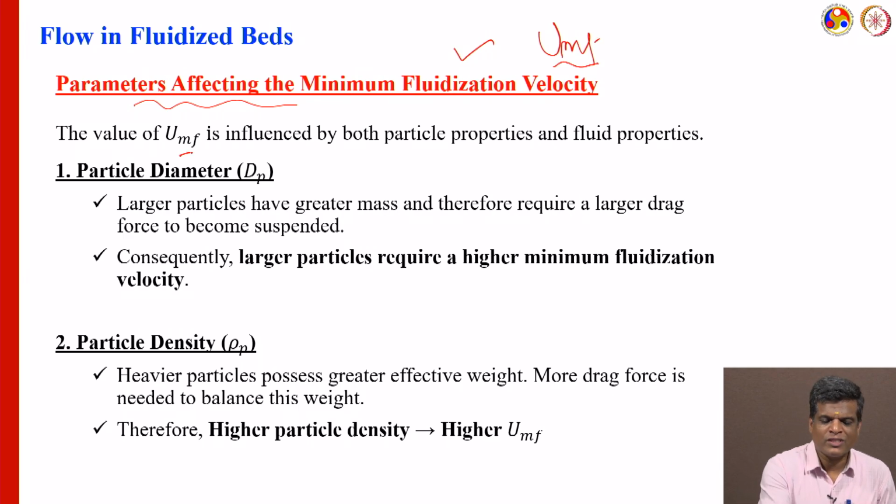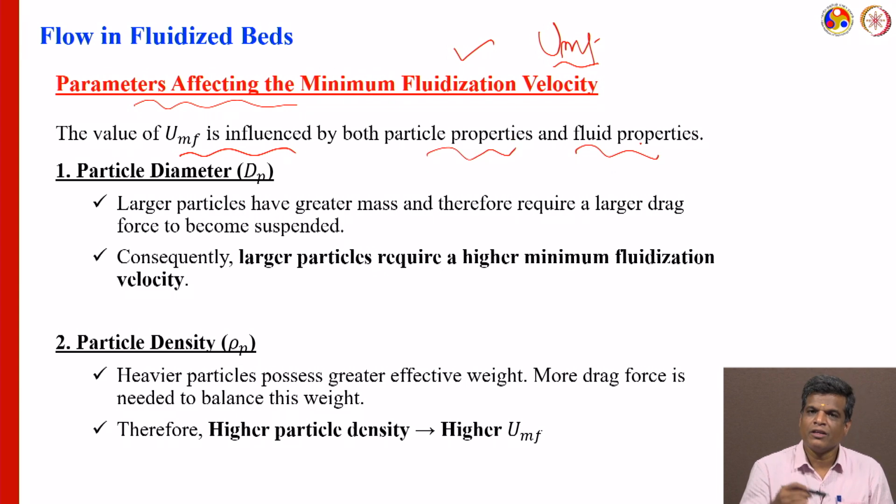The value of UMF, the minimum fluidization velocity, is influenced by both particle properties and, of course, fluid properties also. So what is the particle diameter? We call it dP, particle diameter. It is always in terms of meter.